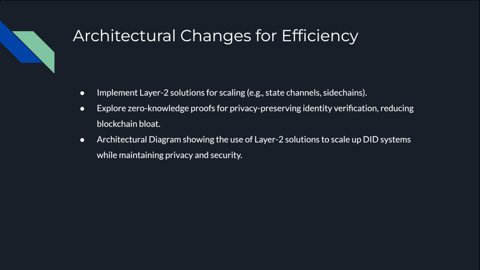Next, we'll explore zero-knowledge proofs. This technology allows for privacy preserving identity verification. With zero-knowledge proofs, users can prove that they possess valid credentials without revealing the actual data, helping reduce blockchain bloat while enhancing privacy. Finally, the architectural diagram on the next slide illustrates how these layer 2 solutions will integrate into our system, allowing for scalability and efficiency in digital identity management while still upholding the core principles of privacy and security.